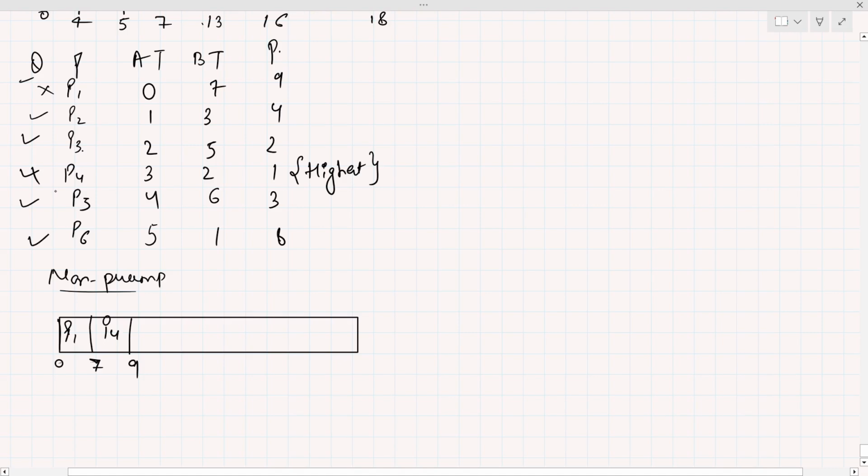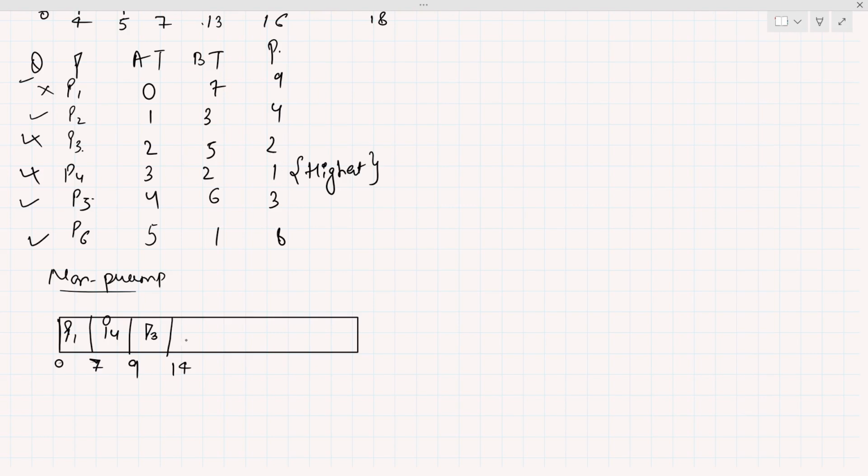4 processes are left, P2, P3, P5 and P6. Among these, we have to select the one with the highest priority. Among these 4 processes, P3 has the smallest number, 2. Smaller number, highest priority, so P3 will get the CPU. The burst time is 5, so if you add 9 and 5, it becomes 14. So 14 is the completion time for P3. P3 is also completed. 3 processes are left, P2, P5 and P6. Among these 3 processes, which is the highest prioritized process?